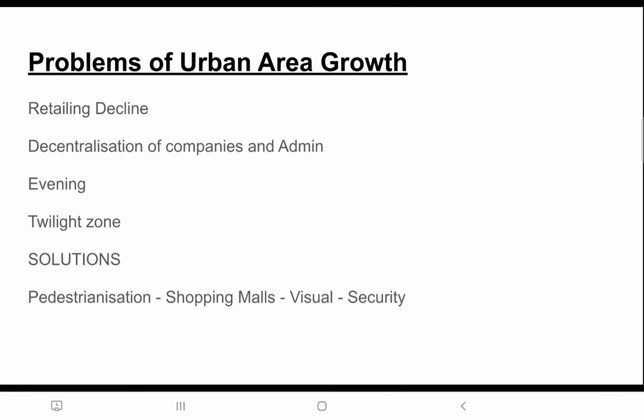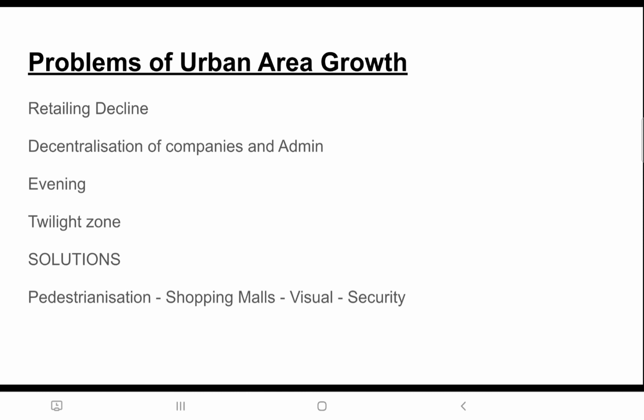So one of these problems is the decline of retailing. One of the original reasons for the development of the CBD in the first place is that it was more accessible as an urban area for people to congregate. And usually, this is no longer the case. We've got increased car ownership, so we've got congestion, we've got slowing down of journey times, including bus journeys, and we've got a lack of parking space.